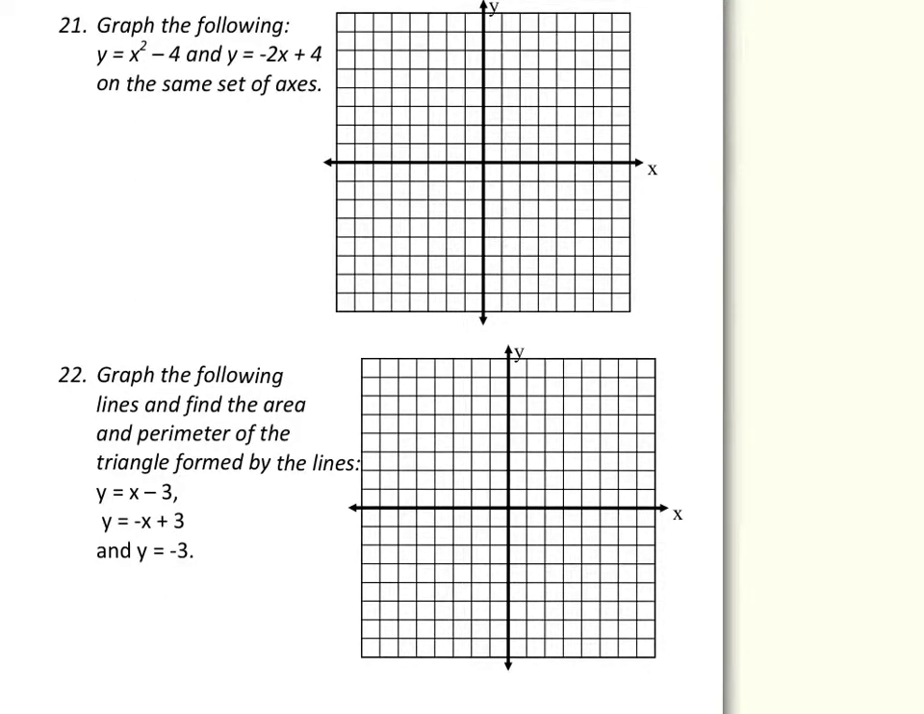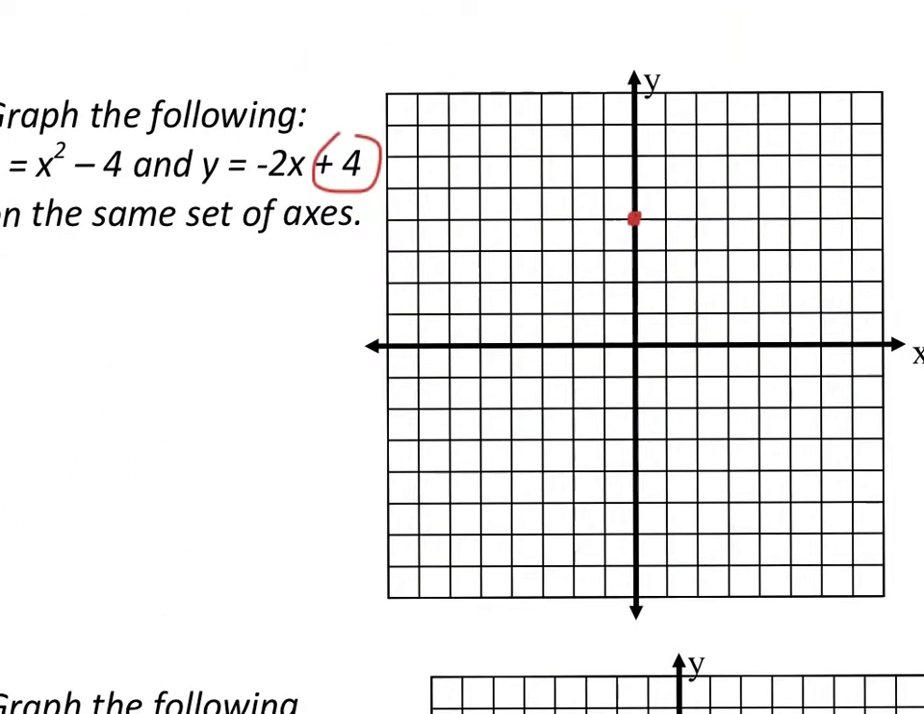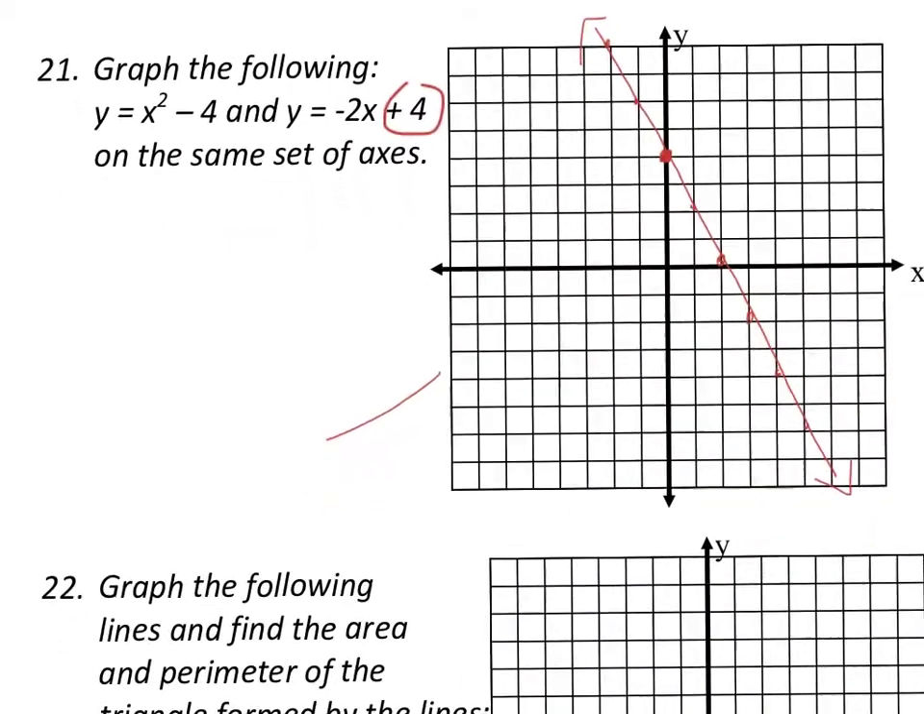Alrighty then, so we are graphing, and I'm going to go ahead and graph my line first. I've got my y-intercept up here at 4. I'm going to make this a little bit bigger. There we go. I make my y-intercept over here at 4, and then I go down 2 over 1, down 2 over 1, down 2 over 1, down 2 over 1. And I've got my nice little line here. There we go.